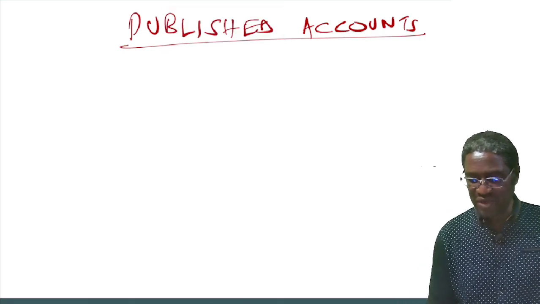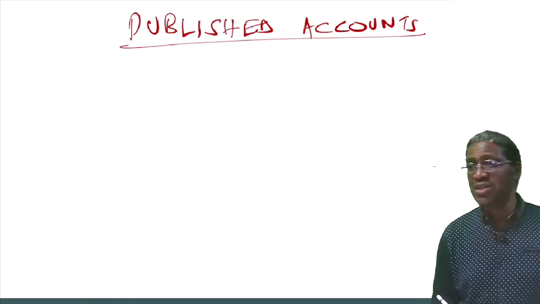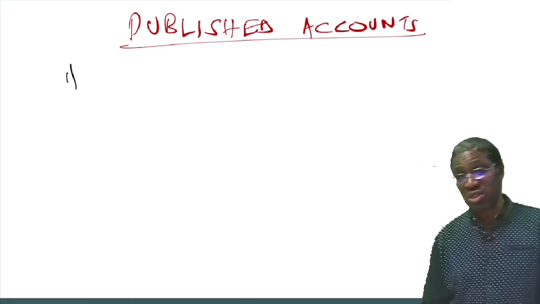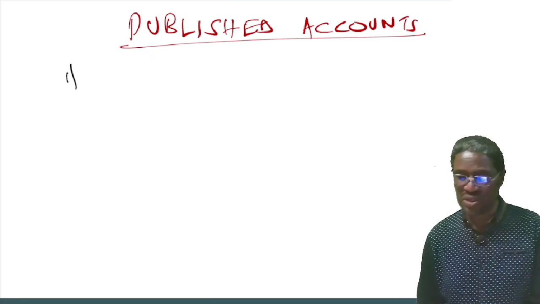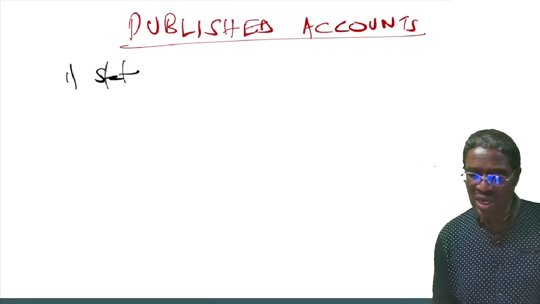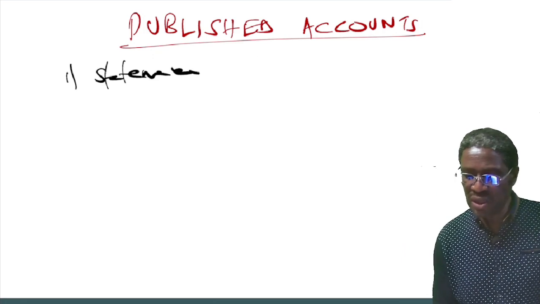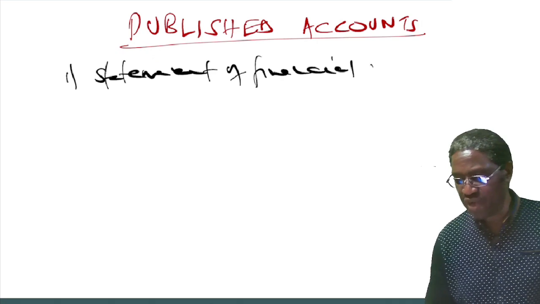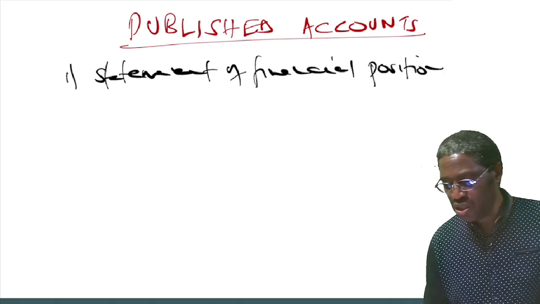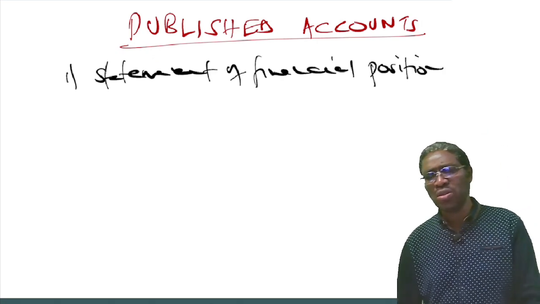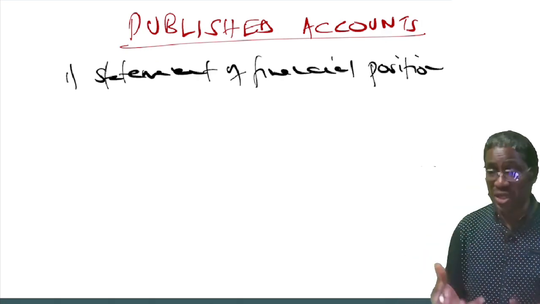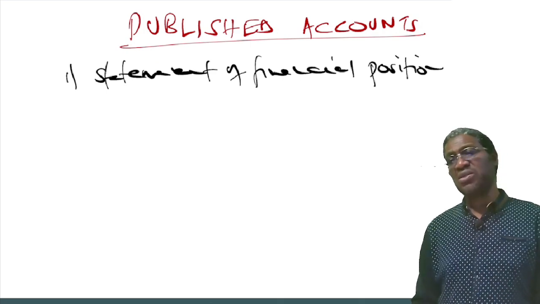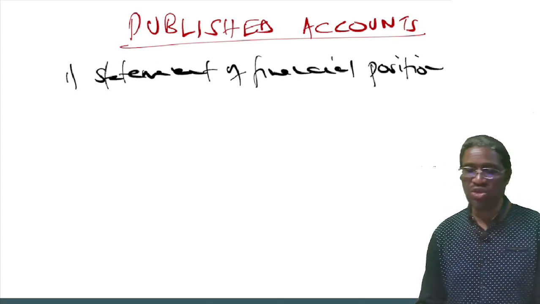So let me list them first. One thing that you as a public company are required to include in your complete set of financial statements for publication purposes is what we call a statement of financial position. A statement of financial position. This is what you could also call balance sheet. So that's one of the statements or components that should be included.